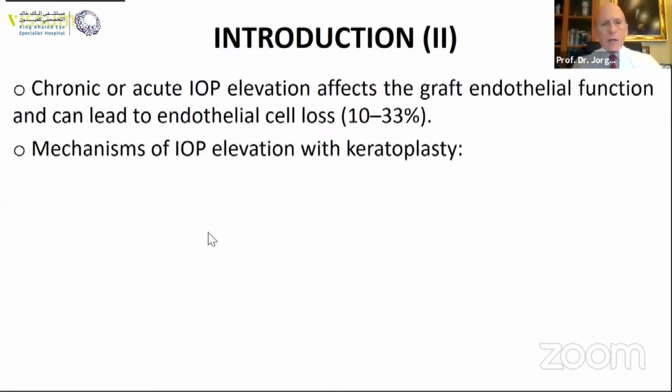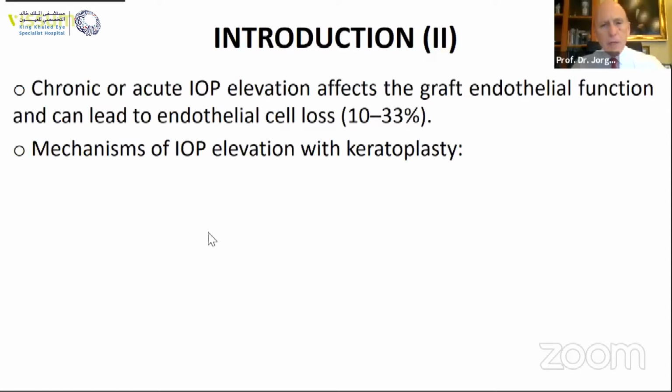Chronic or acute intraocular pressure elevation has a negative impact on the corneal endothelial function and can even lead to corneal endothelial cell loss. The frequency of the loss ranges from 10 to 33% in acute episodes, and this is something that you have to remember: the interaction between the corneal endothelium and the negative impact of high pressure.